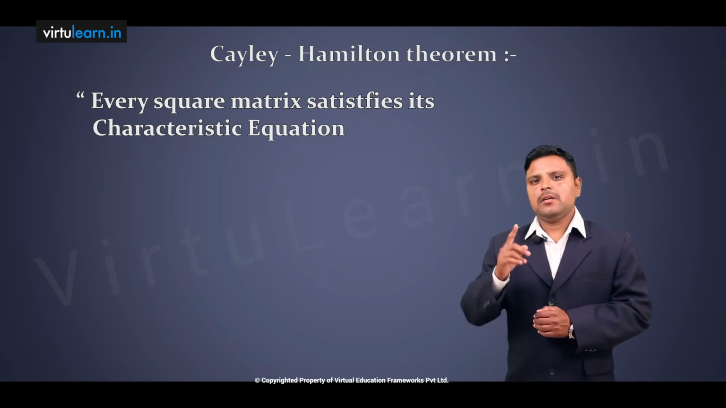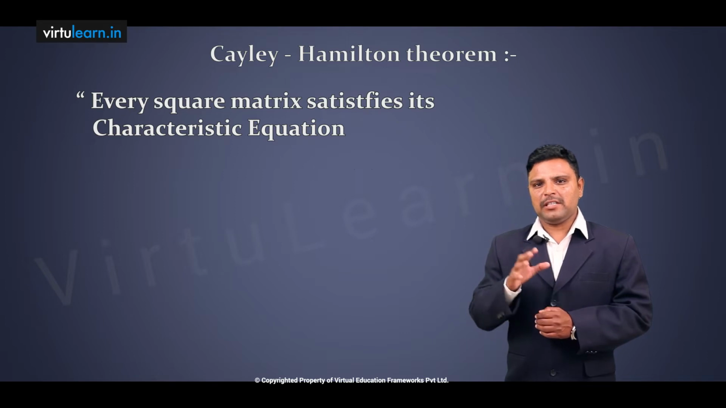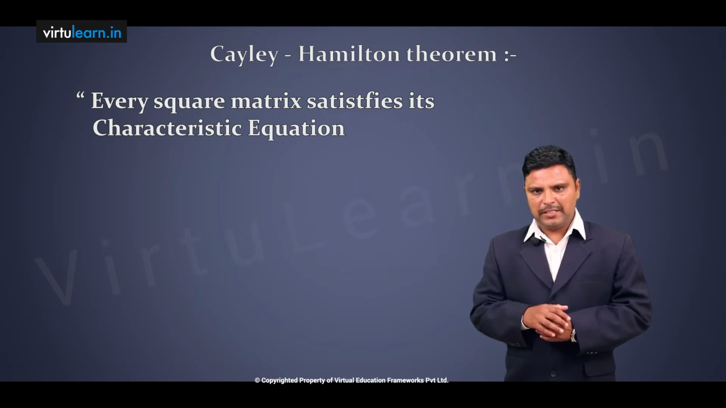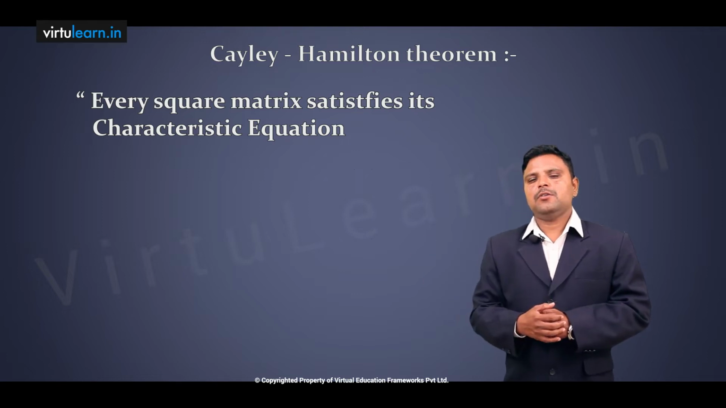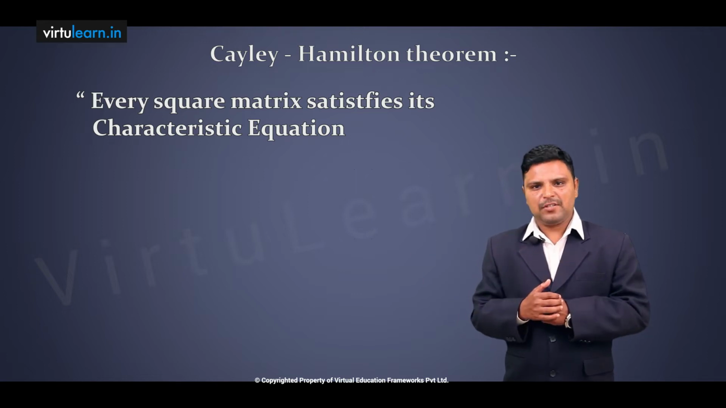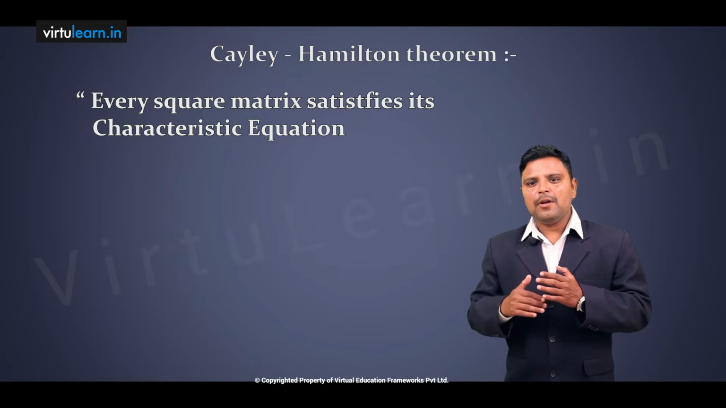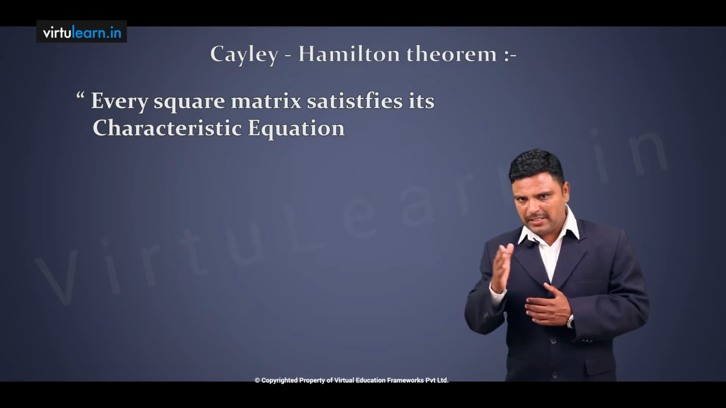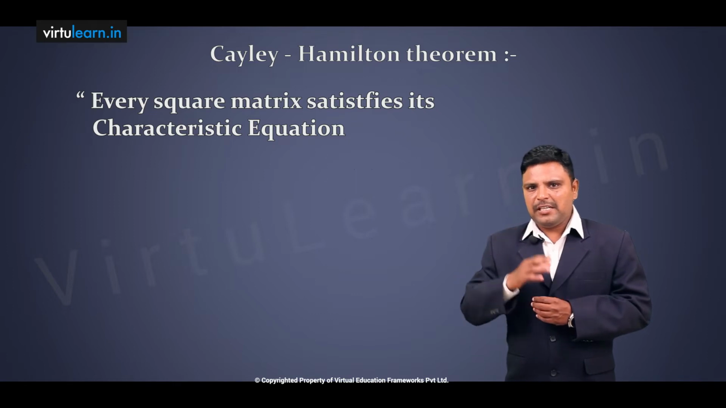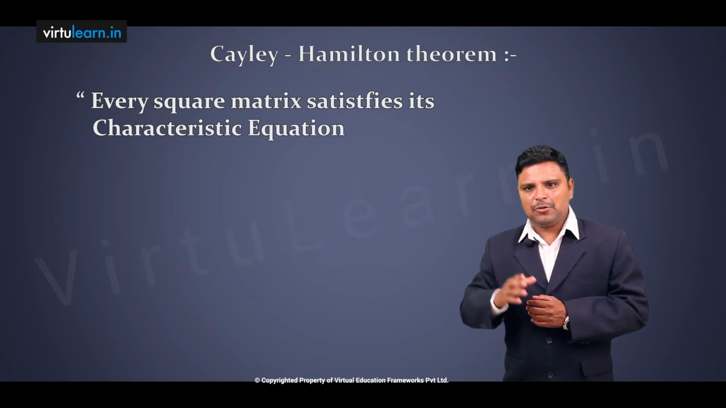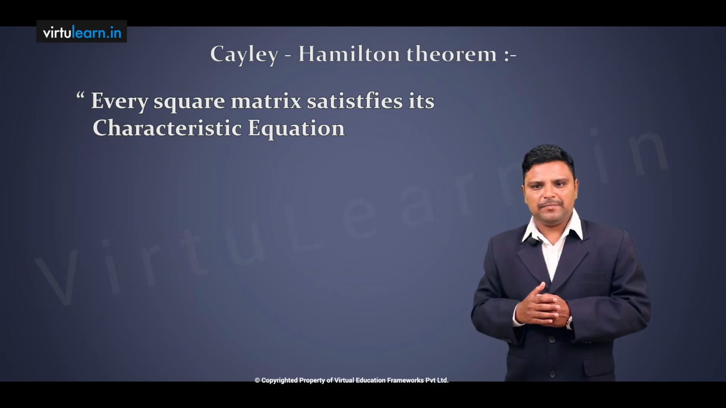Once again, every square matrix, where the number of rows and number of columns are equal, satisfies its characteristic equation. It means you first find the characteristic equation of A. Second, if you want to verify, the characteristic equation is the determinant of A minus lambda I equal to 0, in terms of lambda only.